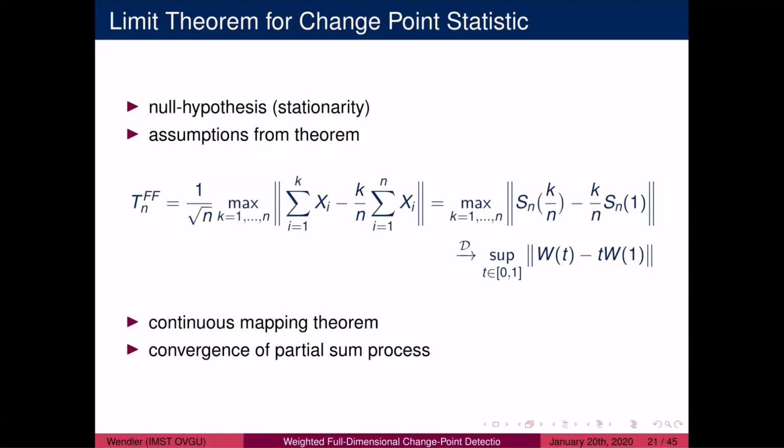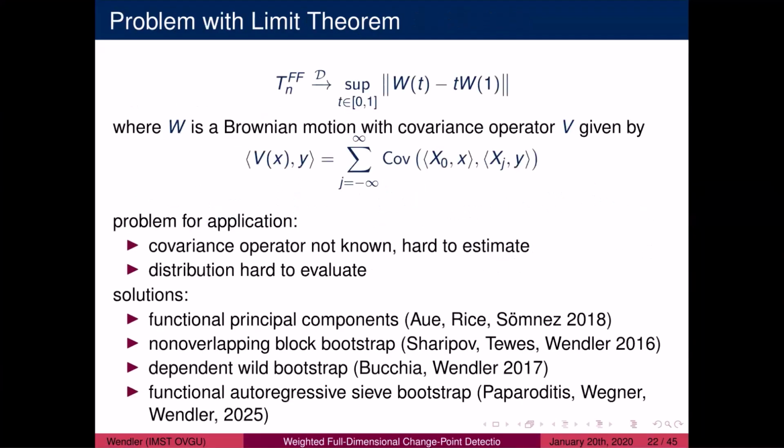Now the problem is this is an infinite dimensional Brownian motion, so we cannot look up the critical values because they depend on the covariance structure. So we have this problem: we have a covariance operator which is hard to estimate, and the distribution is hard to evaluate.